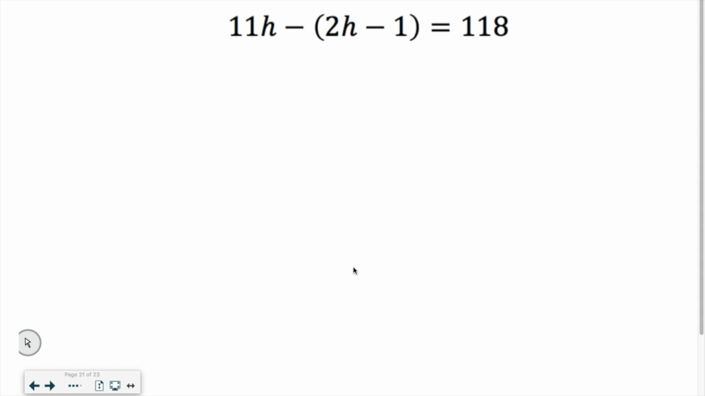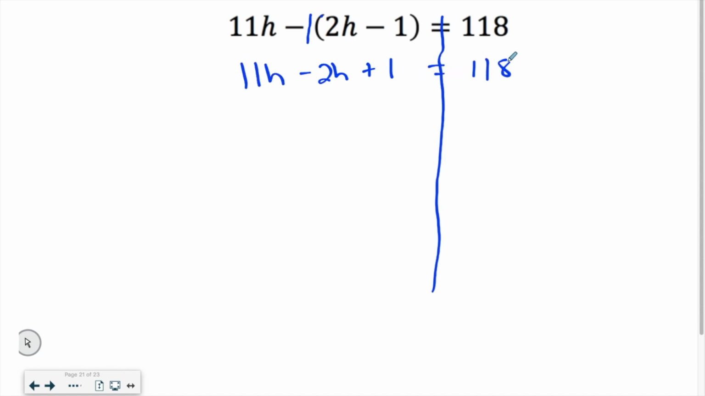11h minus the quantity 2h minus 1 equals 118. Same thing here. We see that negative outside the parentheses. So first thing you have to do is distribute that negative 1 into everything. So let's draw our line. So negative 1 times 2h turns into negative 2h. Negative 1 times negative 1 turns into a positive 1. Then I bring down the 11h that I haven't done anything with, and the 118. These two can combine. 11h minus 2h is 9h.